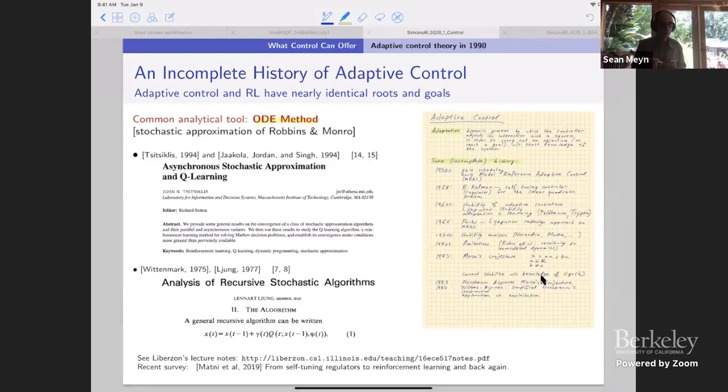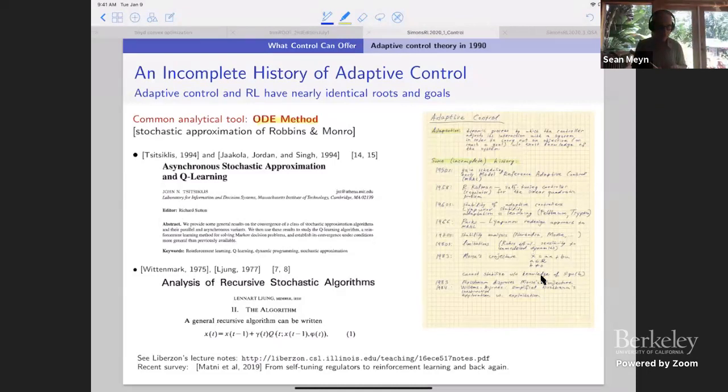And so two incredible heroes, John Tsitsiklis and Michael Jordan, simultaneously in 1994, pointed out the connection between Watkins Q-learning and stochastic approximation. And stochastic approximation was a foundation of adaptive control forever. I can't give you the first papers, but this is an old paper from the 70s by Lennart Ljung, and I'm going to come back to it because I think he went backwards. I love him, but I think he made a mistake in this paper.